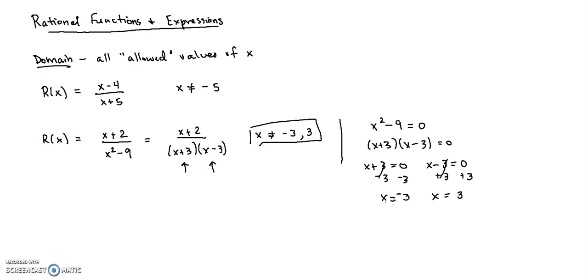So if you factor the denominator, you should be able to see what numbers cannot be in the domain. So -3 here, +3 here. If you're ever uncertain with that, set it equal to 0 and solve. And then remember that those are the numbers that are not in the domain. So x cannot be those numbers. Okay, so that's the basic idea for domain.